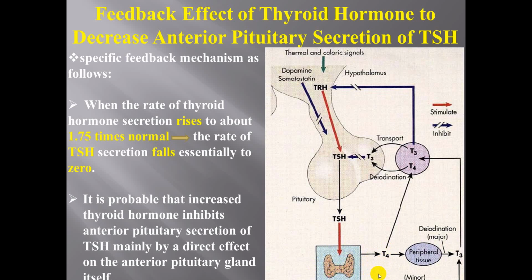When the level of T3 and T4 in the blood rises to 1.75 times more than normal, the negative feedback mechanism operates, leading to feedback on TSH in the thyroid gland, with inhibition of this production, so the level will be 0 in the blood. Clear? This is the negative feedback.